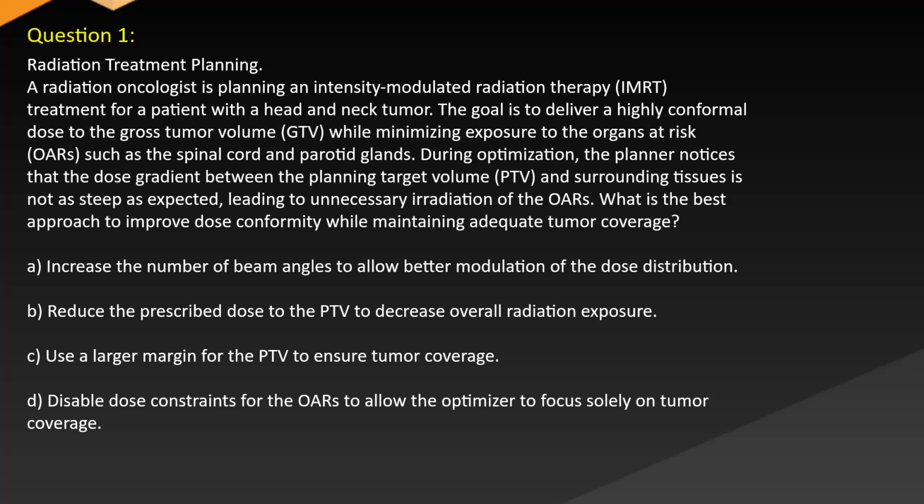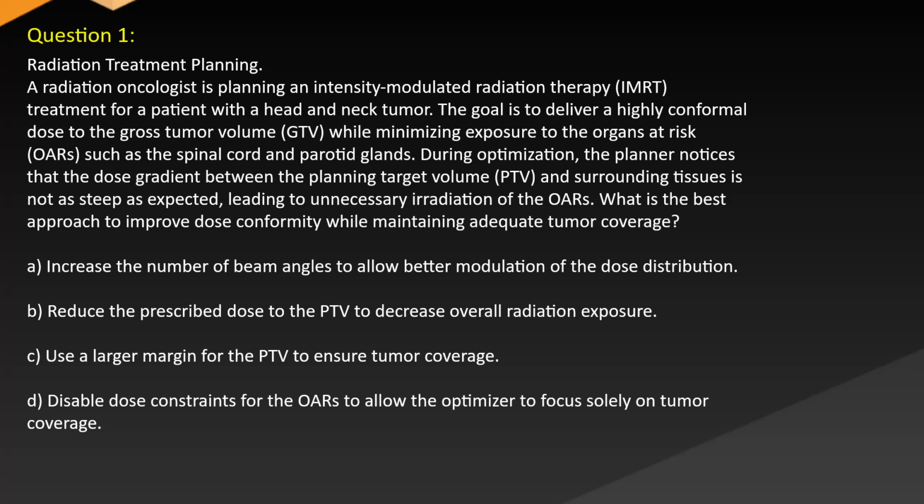During optimization, the planner notices that the dose gradient between the planning target volume (PTV) and surrounding tissues is not as steep as expected, leading to unnecessary irradiation of the OARs. What is the best approach to improve dose conformity while maintaining adequate tumor coverage?